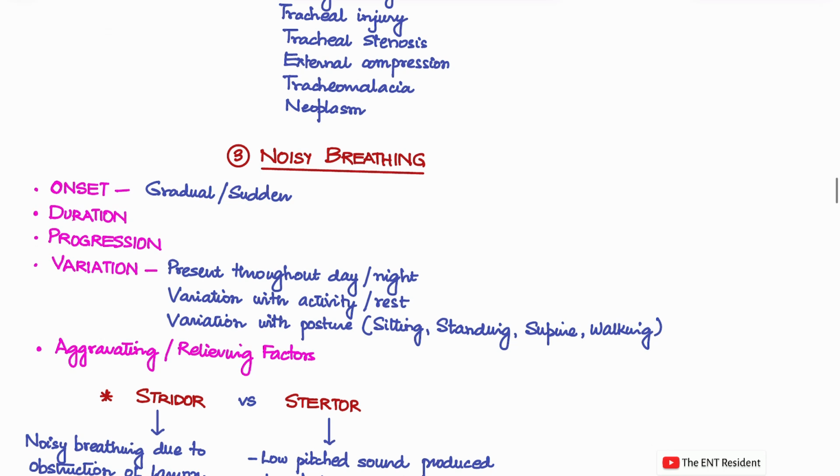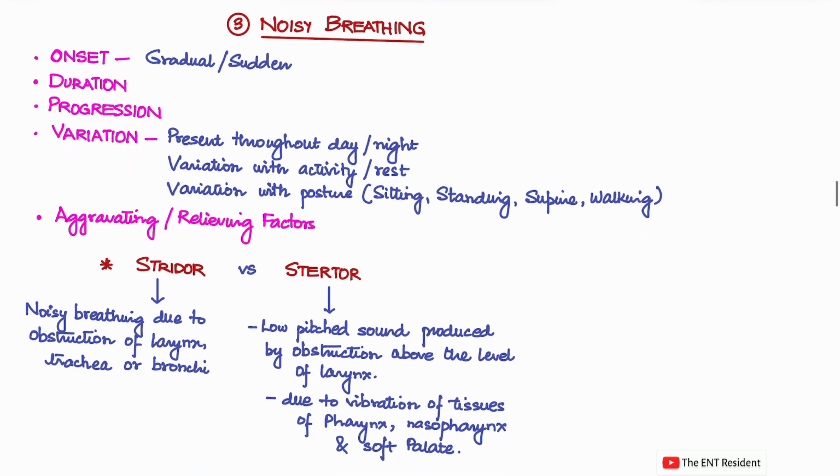Third complaint is noisy breathing. Now, here again, the same thing. You ask about the onset of it. Is it gradual or is it a sudden one? How long has it been present for? How is it progressing? Is there any variation, like is there any change throughout the day? Or is there any change with activity, change with posture? Are there any aggravating or relieving factors?